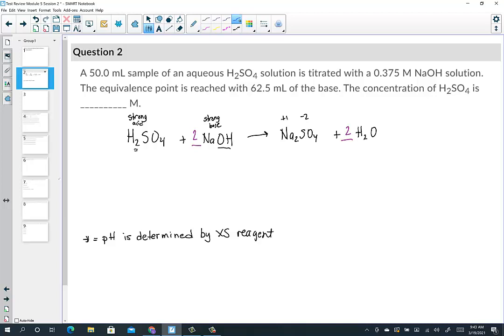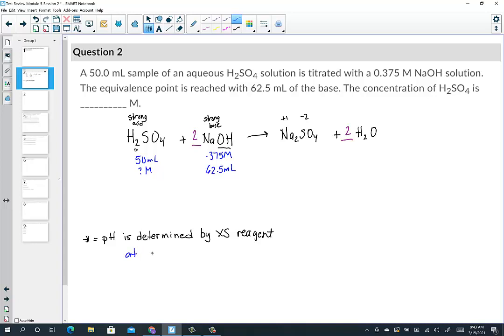Let's tabulate what we were given underneath. We were given 50 mL of H2SO4, and it is 0.375 molar of base. And we are at 62.5 mL of the base. And it says we are at the equivalence point. So we're looking for the molarity of sulfuric acid. What is the molarity of the acid, knowing that we are at the equivalence point?